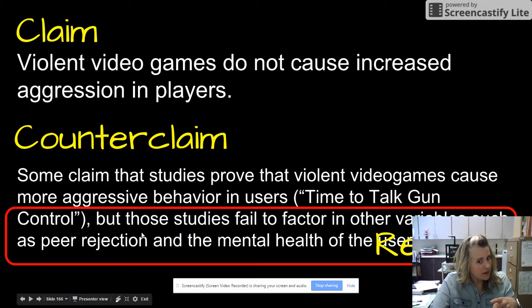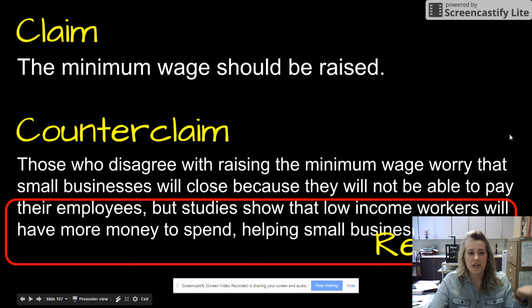But then here's my rebuttal. This is why that counterclaim's wrong: but those studies fail to factor in other variables such as peer rejection and the mental health of users. That's my rebuttal. Let's look at another one.